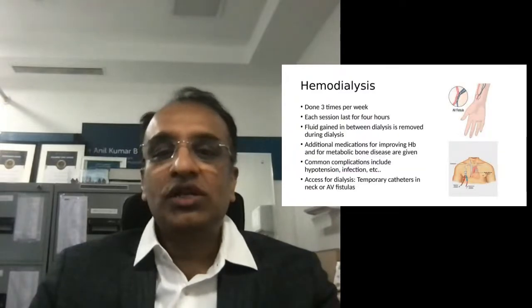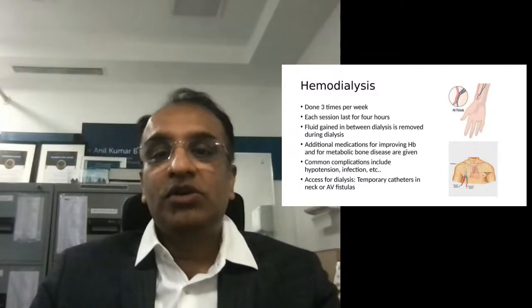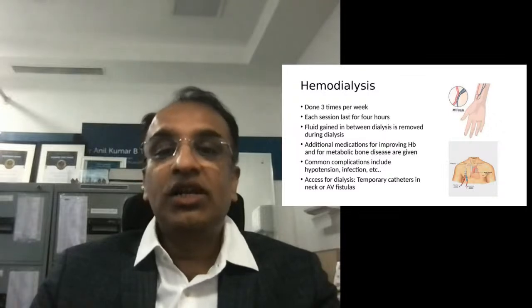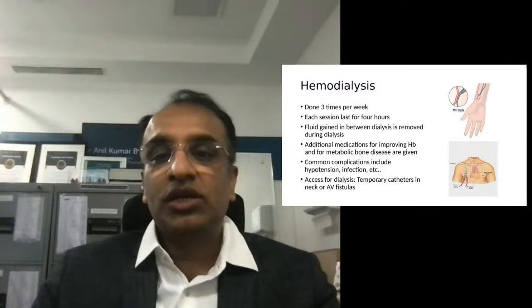Dialysis is usually done 2 or 3 times a week. The standard is 3 times a week. Each session lasts for 4 hours. Whatever fluid is gained in between dialysis is removed during dialysis. Additional medicines we still have to give, as dialysis alone is not enough for kidney failure. We have to give medicines to improve the hemoglobin, erythropoietin or darbepoetin. And to improve the bone disease, we give some calcium, reduce the phosphorus, we give phosphate binders, and also BP medications or diabetes medicines will be given.